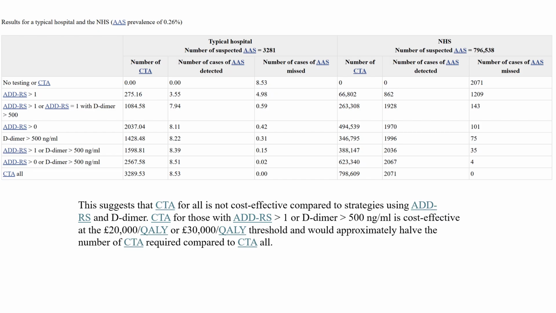And you might say, oh well, let's not do the D-dimer to make it even better. And then the hit rate is better, but we'll also miss more than half.